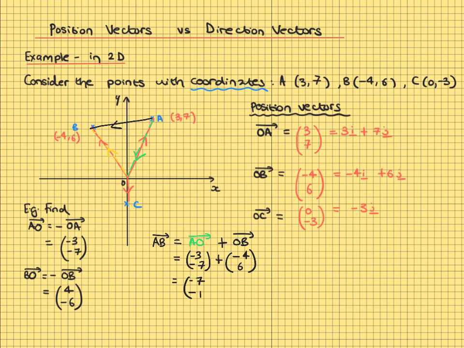Adding the i components and the j components separately gives us the vector AB, which is negative 7, negative 1. Now, you could, in theory, think of this as the position vector of the point B relative to the point A, or you could just think of it as the vector position of B in relation to A, because position vectors are usually defined relative to some kind of starting point, common starting point of the origin.